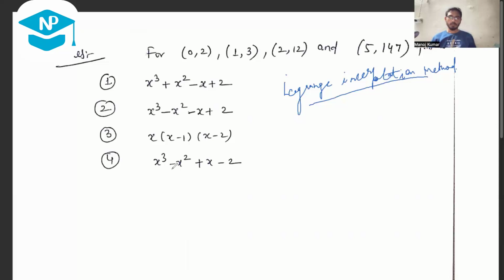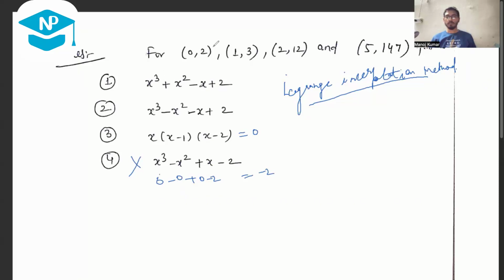So if we put 0 in this equation, we get 0 minus 0 plus 0 minus 2 equal to -2, and the value of the polynomial at 0 is 2. So this option is discarded. Similarly here, at the point 0, the value of this polynomial is 0. Here the polynomial is 2, and here is also 2. Now we have to move to another point.